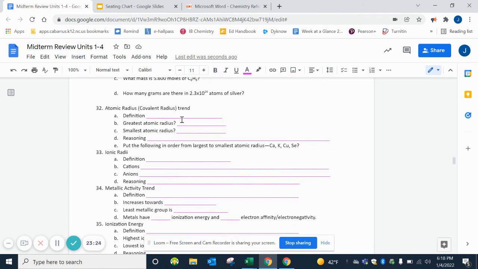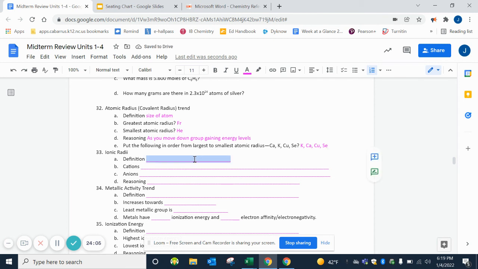All right, atomic radius, the definition is the size of the atom. The element with the greatest atomic radius is francium. The element with the smallest is fluorine. The reason, as you move down a group, you are gaining energy levels. So to put the following in order of size, we're going to say it is potassium, calcium, then copper, and then finally selenium.